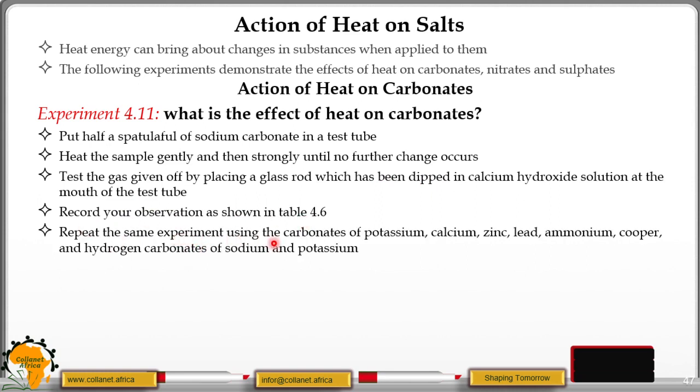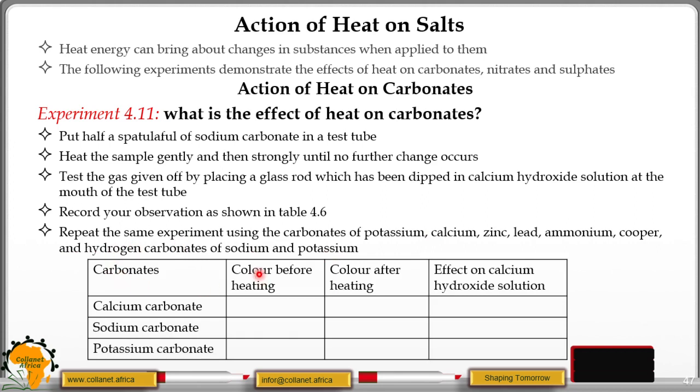Repeat the same experiment using the carbonates of potassium, calcium, zinc, lead, ammonium, copper, and the hydrogen carbonates of sodium and potassium. This is our table 4.6, and this is the table where you're supposed to record your observations. The color before heating, we have the carbonates: calcium carbonate, sodium carbonate, potassium carbonate. You have to indicate the zinc carbonate, also the calcium carbonate, lead carbonate, ammonium carbonate, copper carbonate.